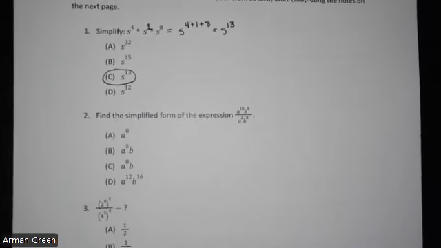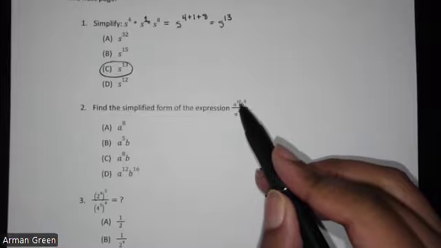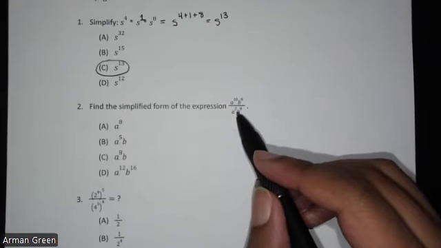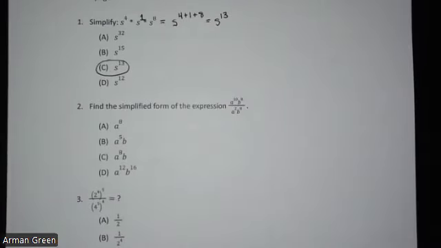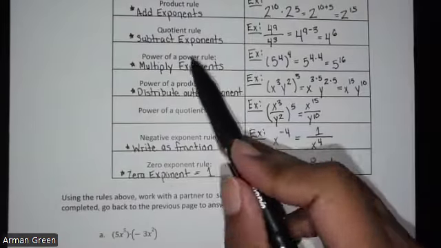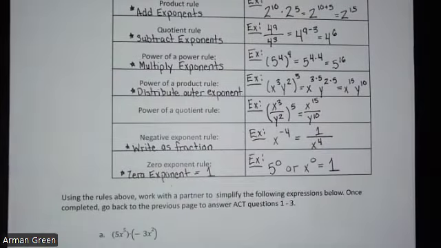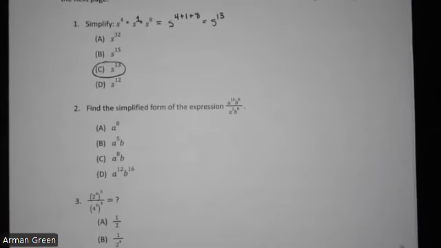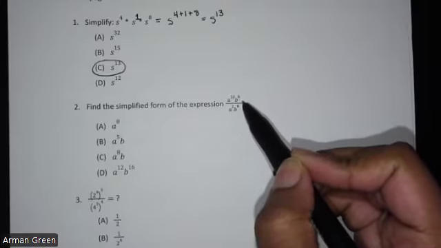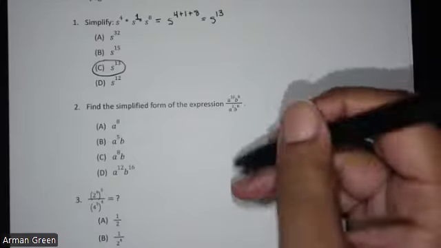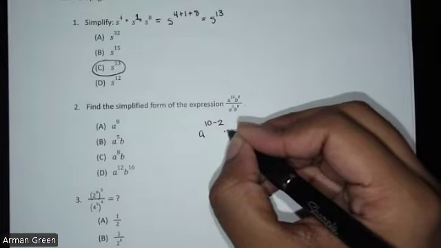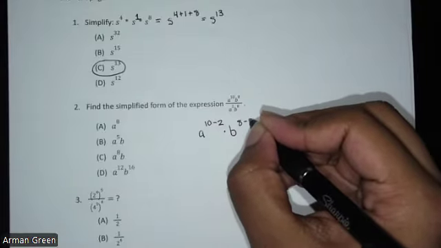Okay, so now we go to number 2. Number 2, you have a to the power of 10, b to the power of 8, and we are dividing that by a to the second power and b to the power of 8. So this here is an example of the quotient rule, where we are going to subtract the exponents. We're only subtracting exponents with terms that match. That means we're going to subtract the exponents for A, and then subtract the exponents for B. So we have A to the power of 10 minus 2, times B to the power of 8 minus 8.